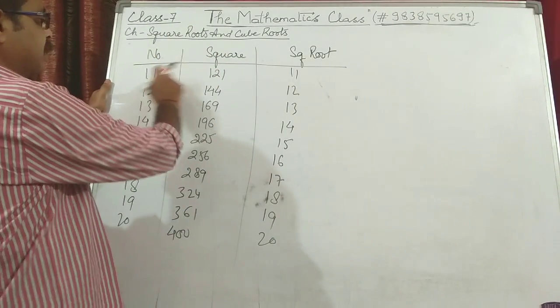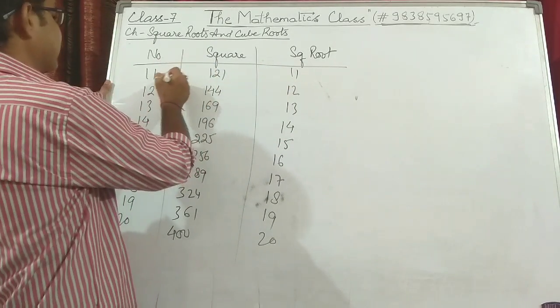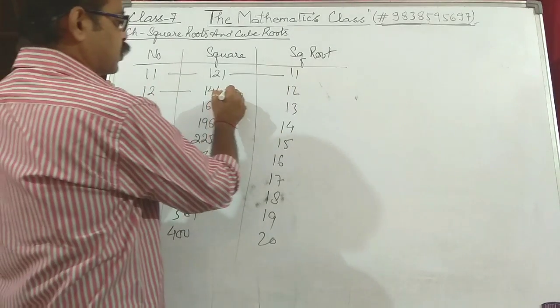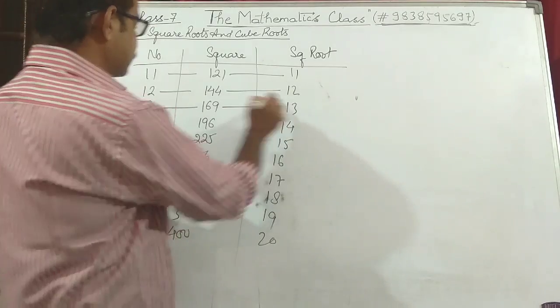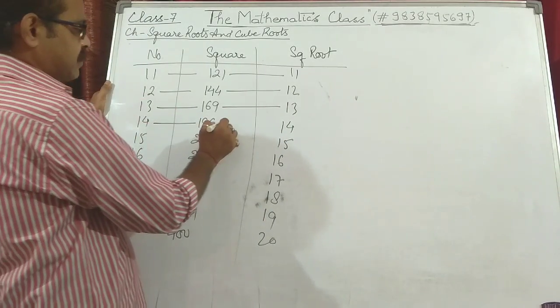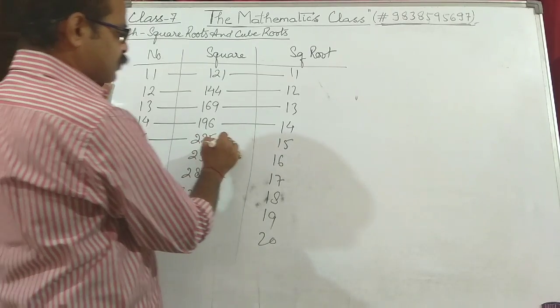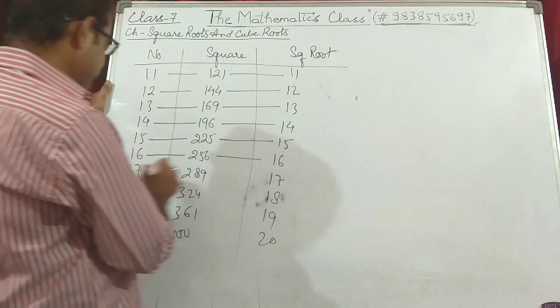Now 11 into 11 is 121 and square root of 121 is 11. 12 into 12 is 144, square root of 144 is 12. 13 into 13 is 169, square root of 169 is 13. 14 into 14 is 196, square root is 14. 15 into 15 is 225, square root is 15. 16 into 16 is 256, square root is 16.